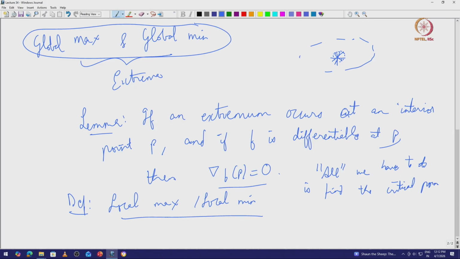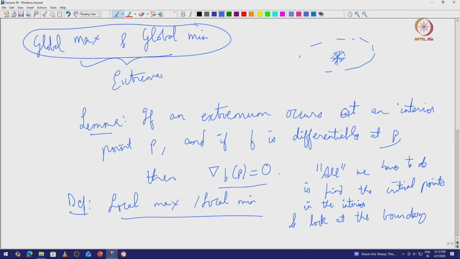What's a critical point of a function? It's a point where either the function is not differentiable in the interior, or, if it is differentiable, the gradient is 0. And look at the boundary behavior.